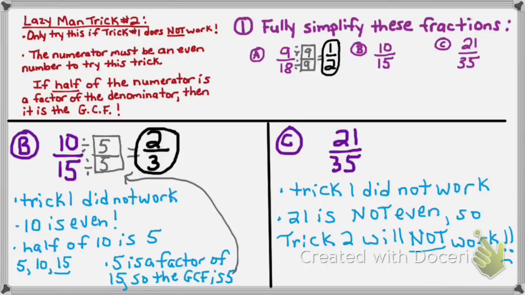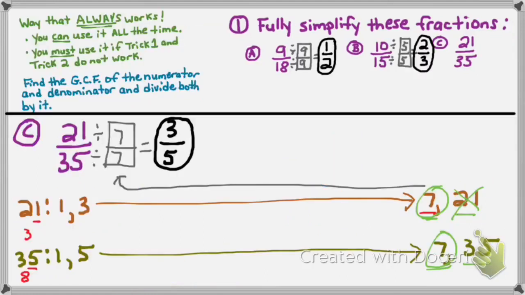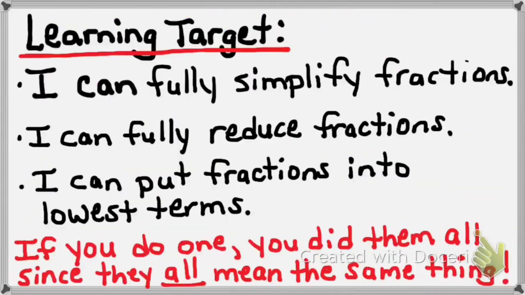Remember, for letter C, lazy man trick number 1 didn't work, lazy man trick number 2 didn't work, so I have to go to the regular GCF way, which is the way that you could use all of the time if you wanted to. But you have to use it if neither of the tricks work. So what I did is I simply found all of the factors of my numerator, 21, I found all of the factors of my denominator, 35, went through to find the greatest common factor, put that greatest common factor in the window box and divided.